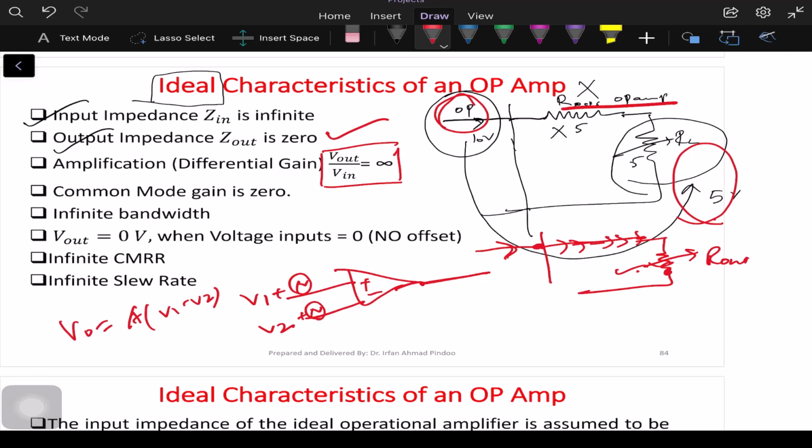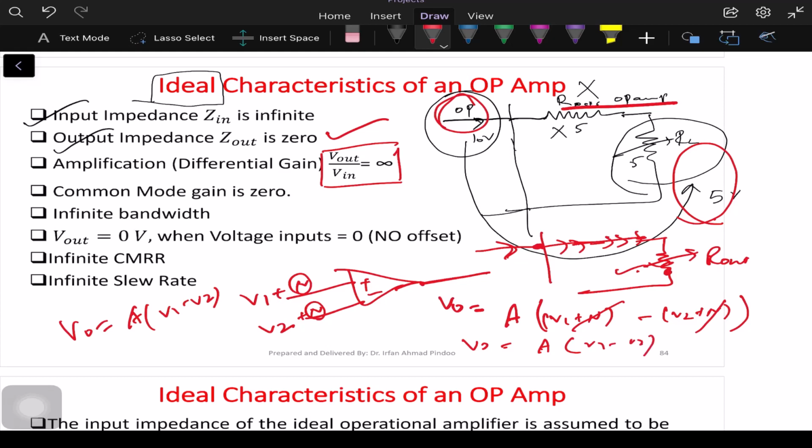So in an op-amp what can we write? V out is equal to A times, what is our V1? V1 is V1 plus N. What is our V2? It is V2 plus N. So you can see, students, V0 will be A times what? Noise and noise will cancel, it will be V1 minus V2.